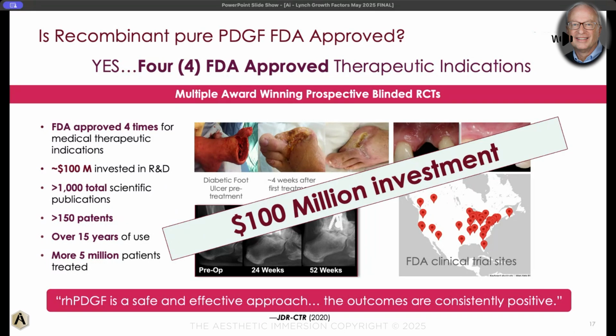But now the importance of this for you all is that you have a product that has $100 million invested in the foundation, in the safety and efficacy of the PDGF, with over 5 million patients treated with it. And that should give you a lot of comfort, right? A lot of confidence when you start talking to your patients about using PDGF. Next.